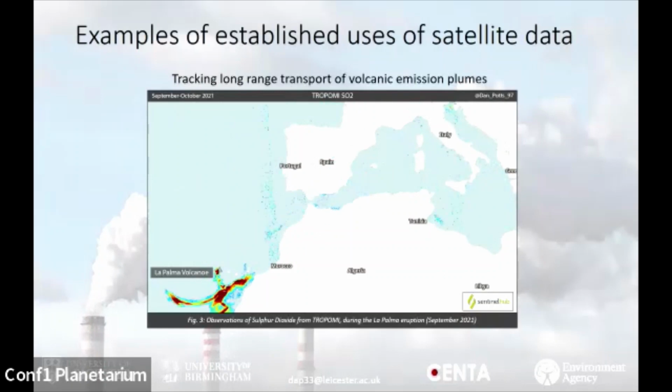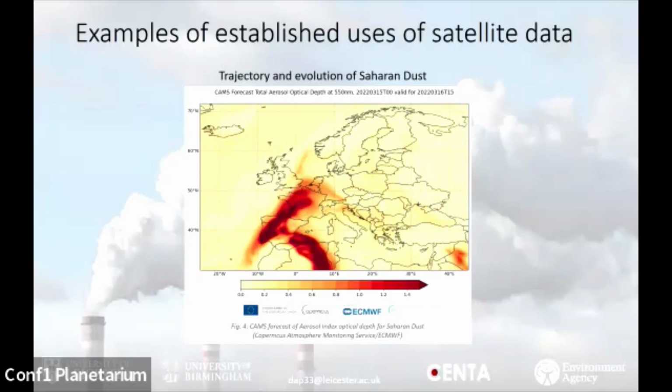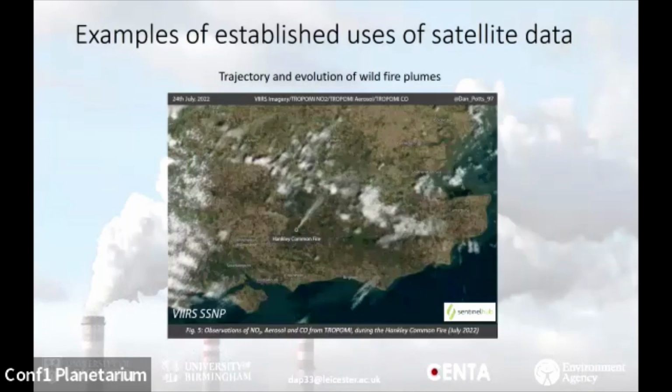We've also got volcanic eruptions. We can look at volcanic activity through the emissions of sulfur dioxide and also aerosol. This is showing the La Palma eruption, I think it was last year. You can see how the SO2 plume is transported over mainland Europe. Quite a big scientific objective of these missions is to feed into climate models to act as a constraint. This is showing the CAMS aerosol model showing Saharan dust being blown over Central Europe, which is obviously an issue for aviation, and we can constrain these models with satellite observations.